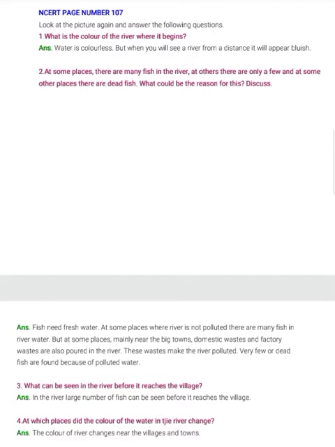Answer is here. Fish need fresh water. At some places where the river is not polluted, there are many fish in the river water. But at some places, mainly near the big towns, domestic waste and factory waste are poured into the river. These wastes make the river polluted. Very few or dead fish are found because of polluted water.